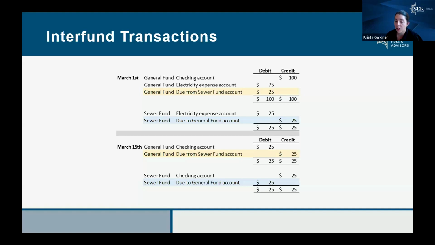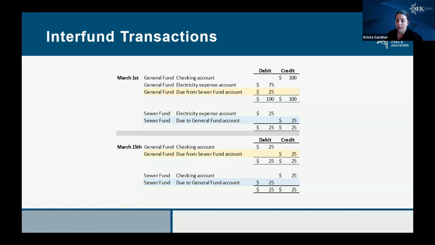So we're removing that due from, and we now have the cash in the general fund's checking account. The opposite then happens on the sewer fund. So you can see $25 coming out of the checking account via that credit, and then we are removing the due to general fund $25 balance, or decreasing it, obviously, if there were other things in here. But you can see again on both March 1st and March 15th, the due to and due from accounts are being hit. So they're staying in balance.